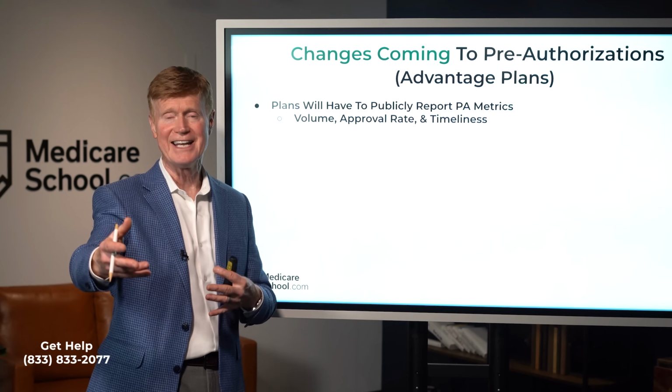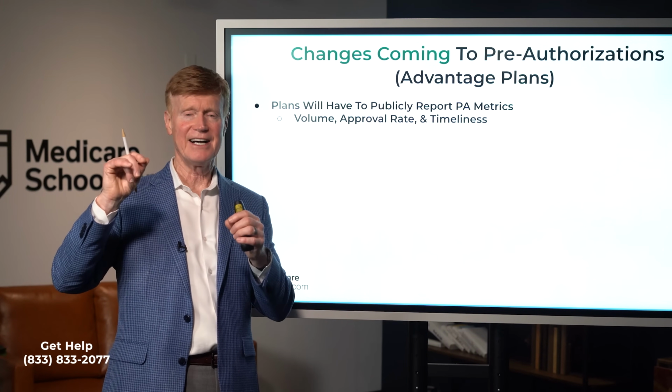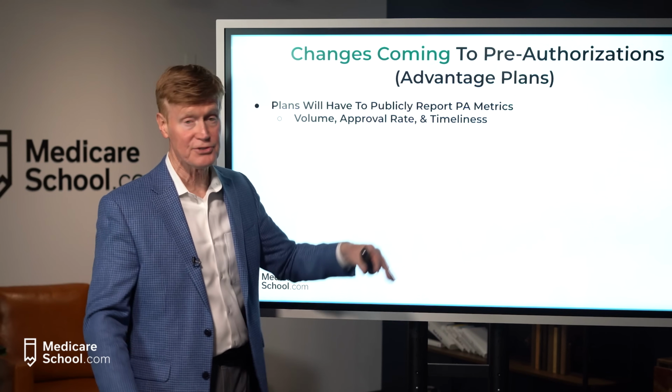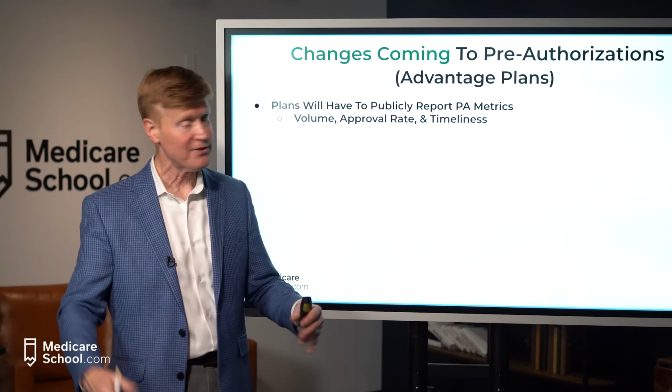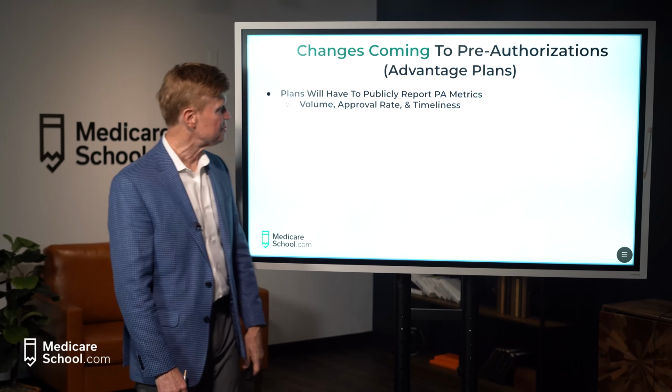Remember, we looked at that. Right now, it's running about 92, 93% for average services. So they're going to have to report the approval rate, and then also the denial rates and the appeal rates, all that, and the timeliness. How long does it take them to make those decisions?